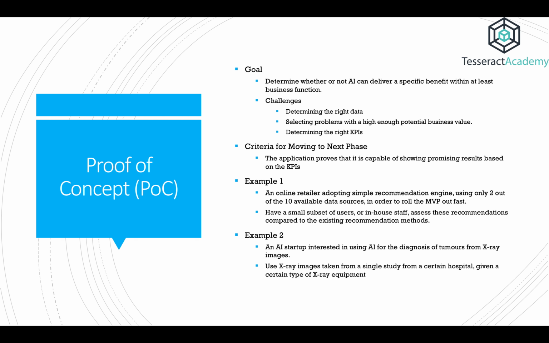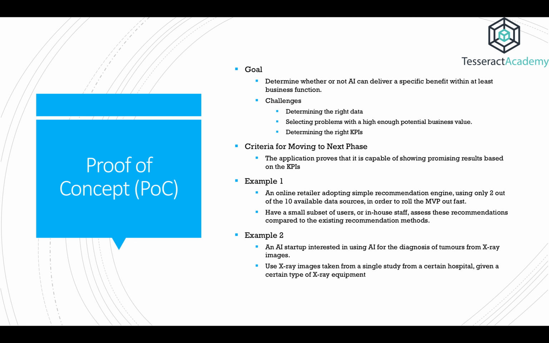So the first stage of AI deployment is the proof of concept. The goal in this case is to determine whether AI can deliver a specific benefit within a business function. If we're talking about a larger organization, or a startup, the startup wants to understand whether they can deliver a benefit to a business or to a general sector. But the goal in both cases is pretty similar. There are three challenges. The first challenge is finding the right data and determining what the right data looks like.